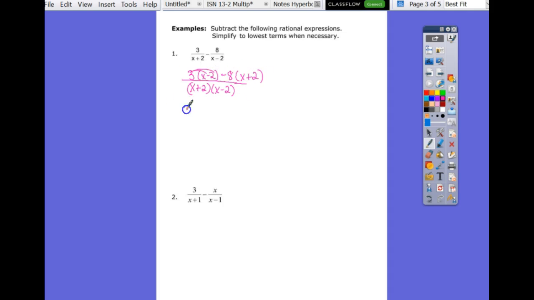When I distribute, I'm going to get 3x minus 6. And here's where a common error happens. I'm going to take the -8, and I have to multiply it times both things. That's going to give me minus 8x, and then a minus times a positive still gives me a negative. Then I'm going to combine like terms. 3 minus 8 gives me minus 5x. Minus 6 minus 16 is minus 22. And there's your answer.